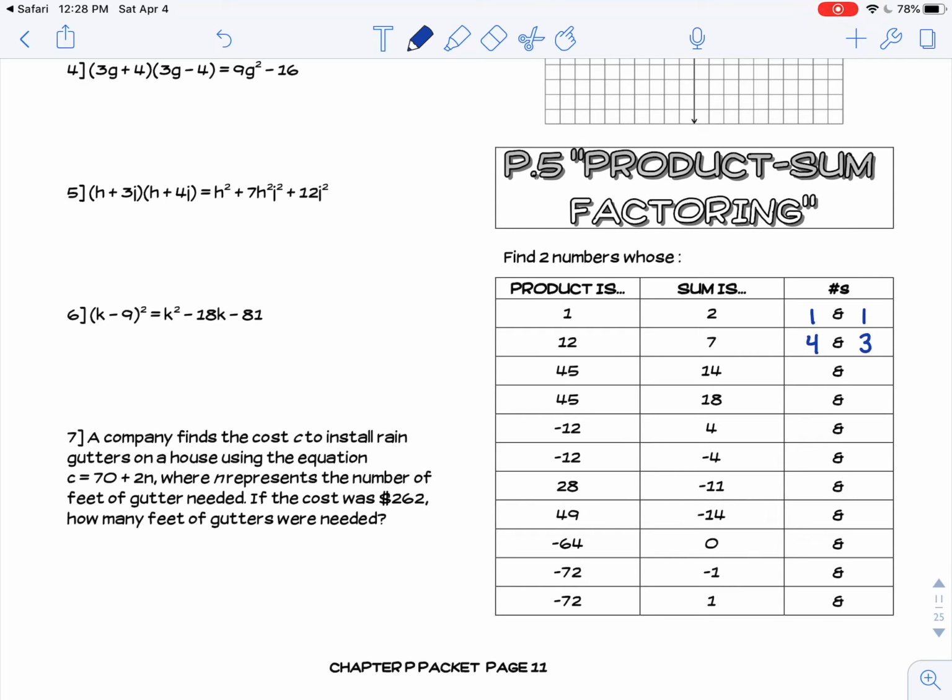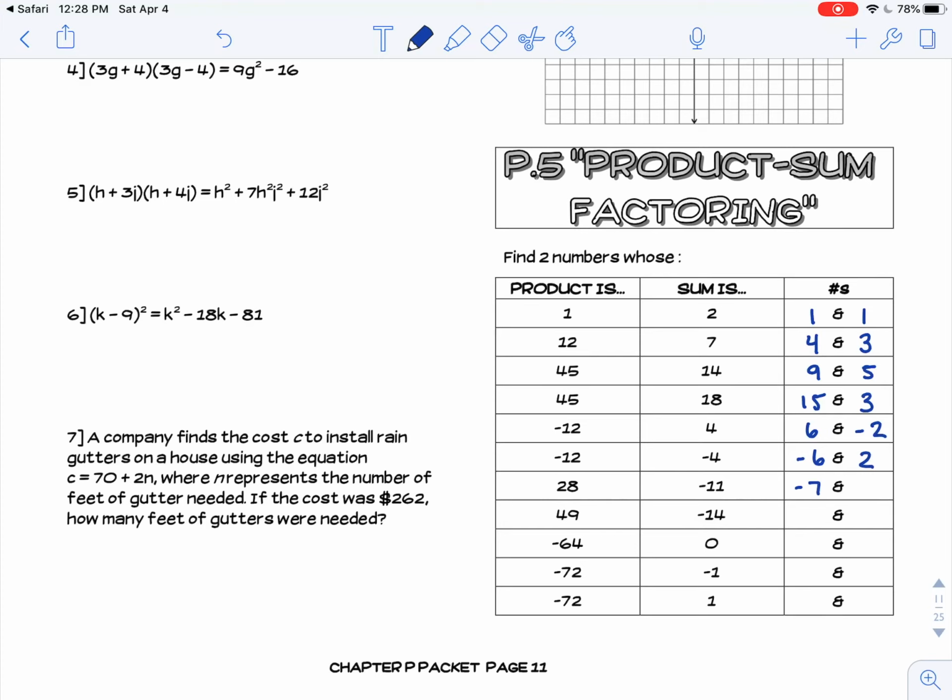Alright, so two numbers whose product is 45 and sum is 14, 9 and 5. Two numbers whose product is 45 and sum is 8, 15 and 3. Two numbers whose product is negative 12 and sum is 4, 6 and negative 2. Product of negative 12, sum of negative 4, negative 6 and 2.